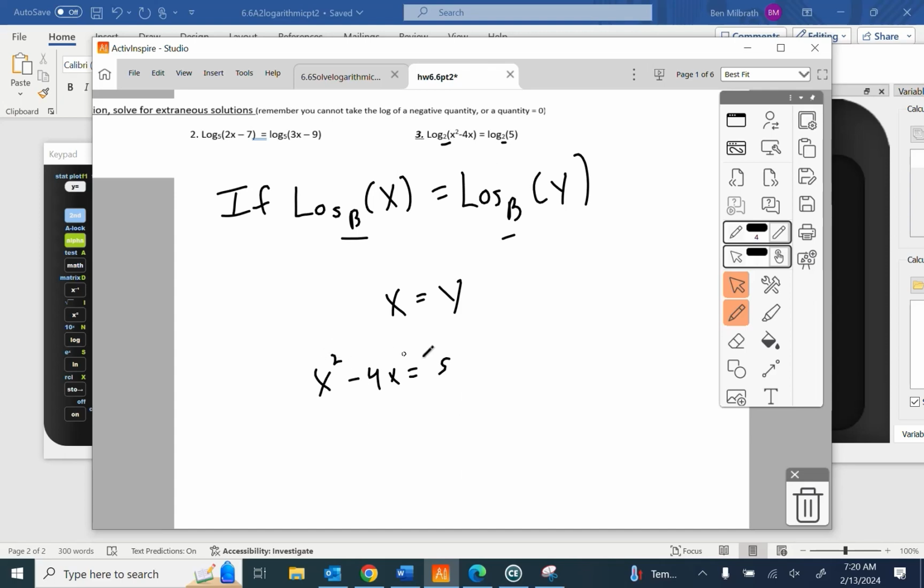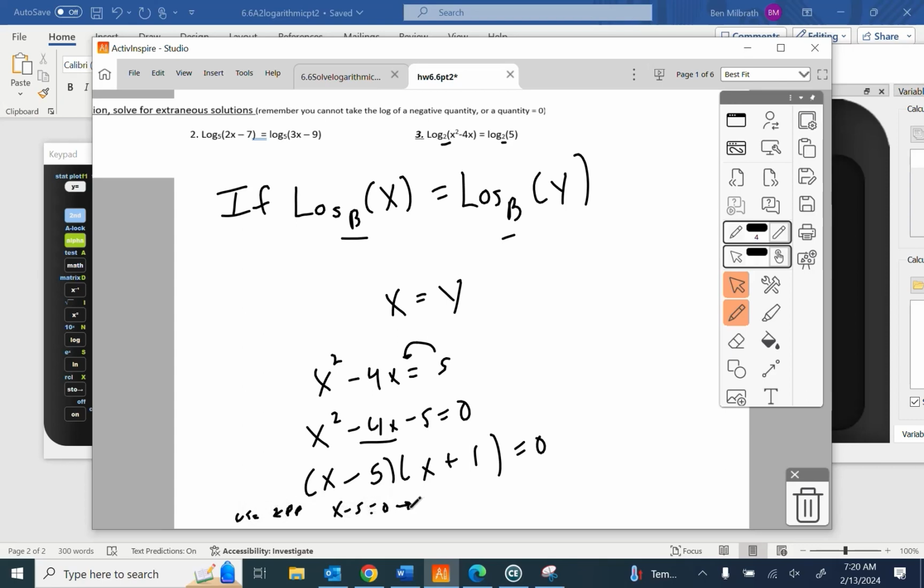Now this is what we call a quadratic. Quadratics get set equal to 0. And then you get your old favorite lesson. It's called factoring. Factors of 5 that will get you to 4 are going to be a 5 and a 1. You're going to have to take away 5 and add 1 to add to negative 4. I still am equal to 0. I get to use the ZPP, zero product property. x minus 5 is 0, so x is 5. Or, and that's one answer, x plus 1 is 0, so x is negative 1.